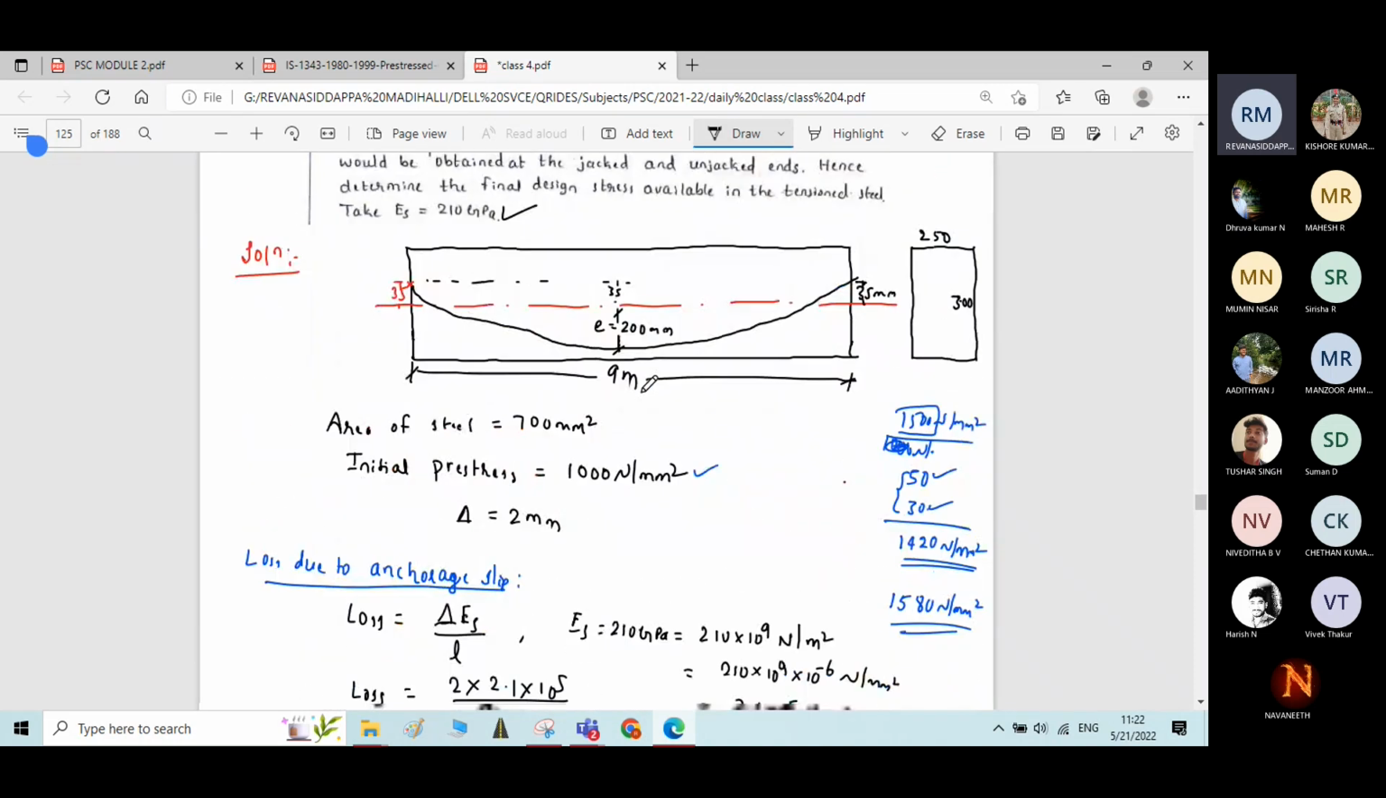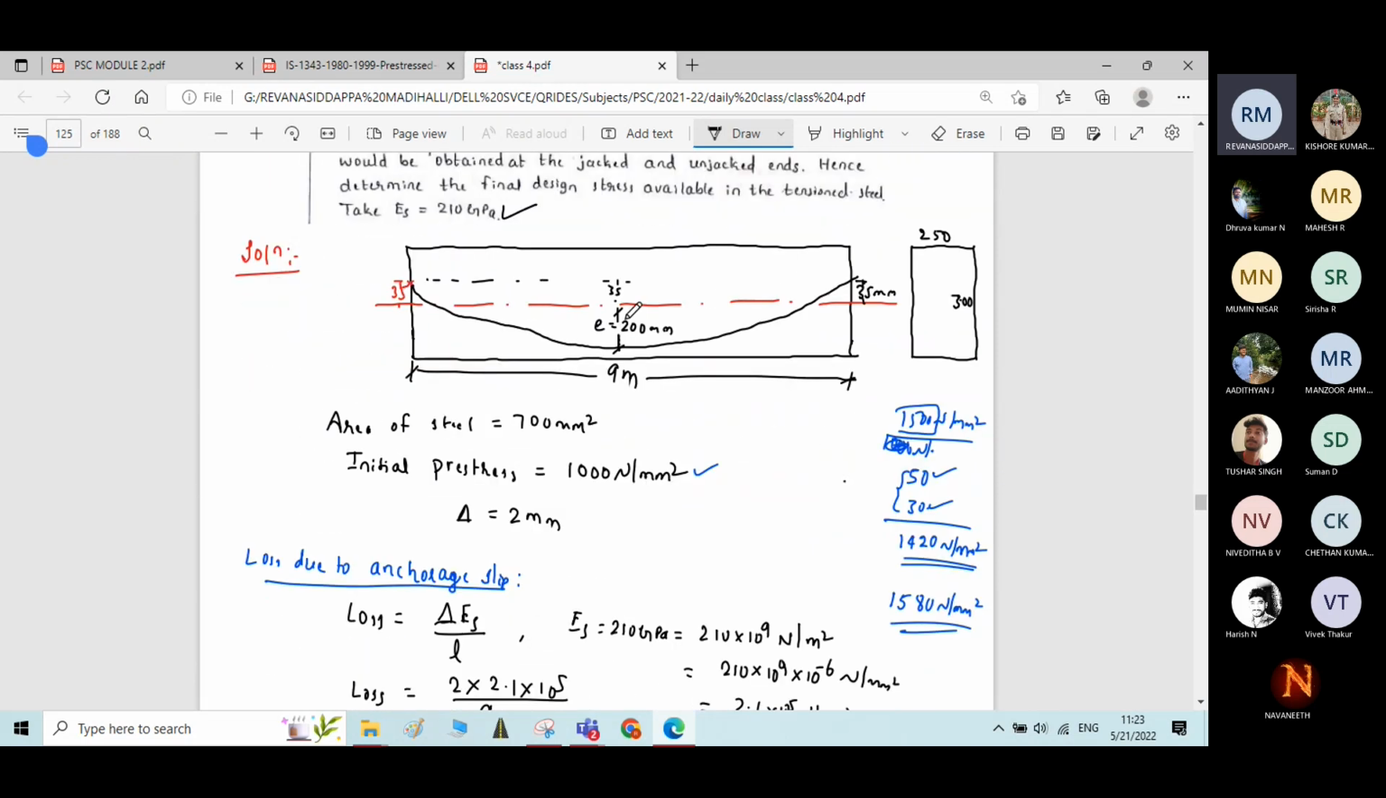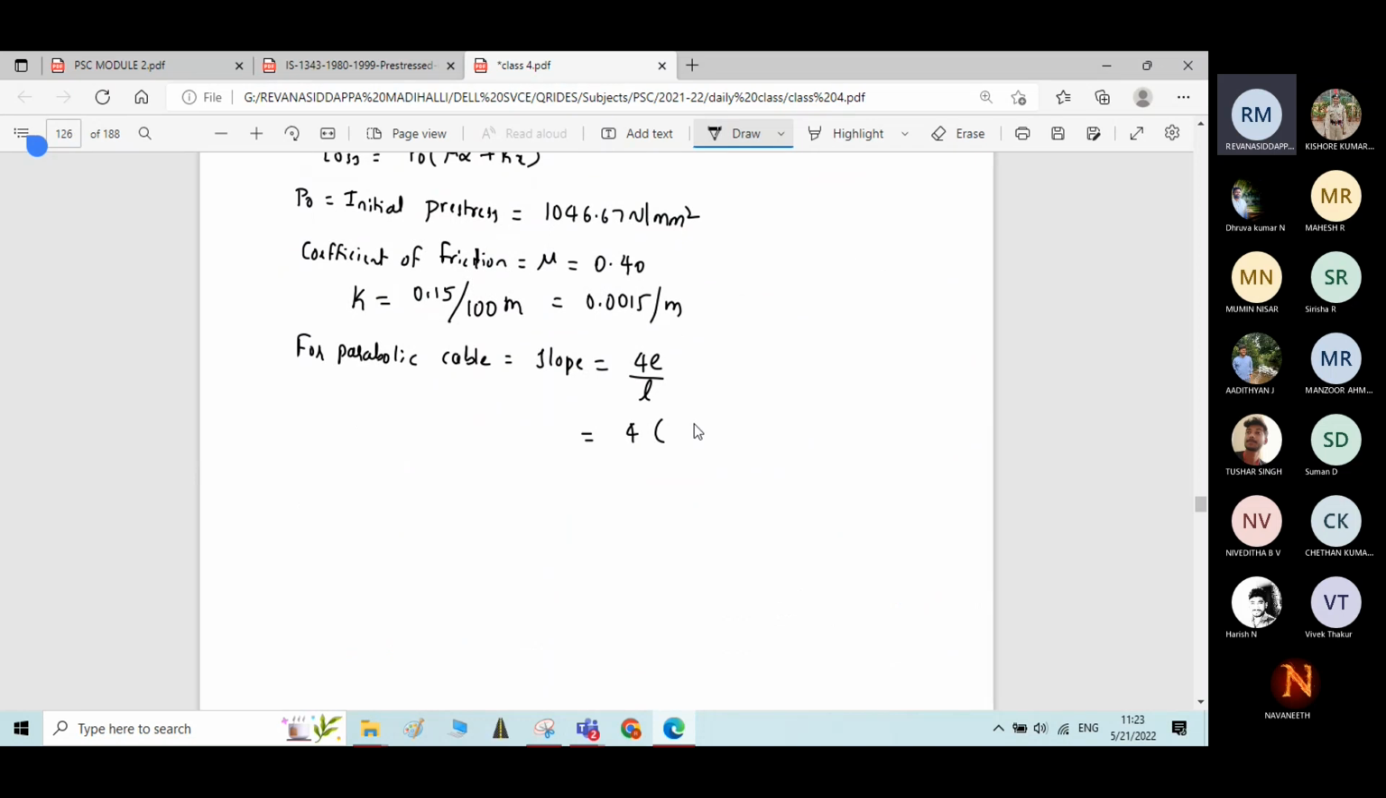In previous problems the eccentricity was 0 at the support, so whatever eccentricity you got at the middle of the span, that you used to take. But here there is some eccentricity at the support above the neutral axis, and eccentricity at the midspan below the neutral axis. So the total eccentricity is taken as 200 plus 35. Let me write it as 200 plus 35 divided by the length of the beam, 9 meter, 9000 millimeter. For this you will get 0.104.